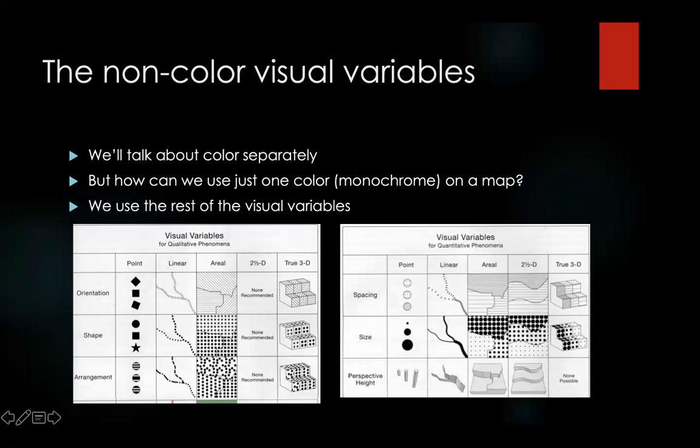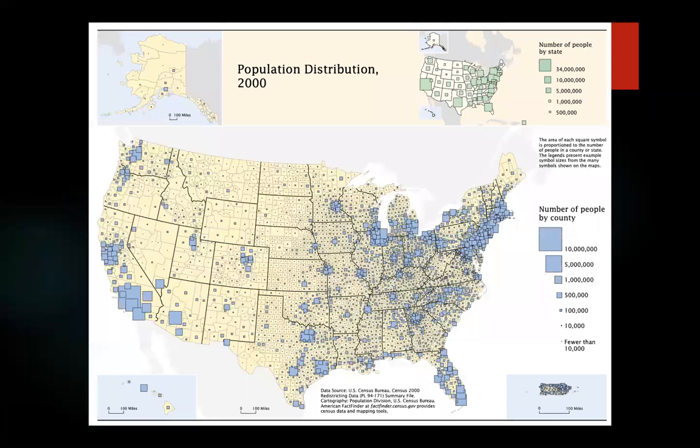Size is a very common visual variable, and it's used on a particular type of map called a proportional symbol map. Here, it's easy to see which counties have the largest numbers of people by looking for the largest squares. Here we can see like LA County probably has the most people in that county, while places out in Wyoming and eastern Montana have very few people and very small squares. Again, this is called a proportional symbol map.